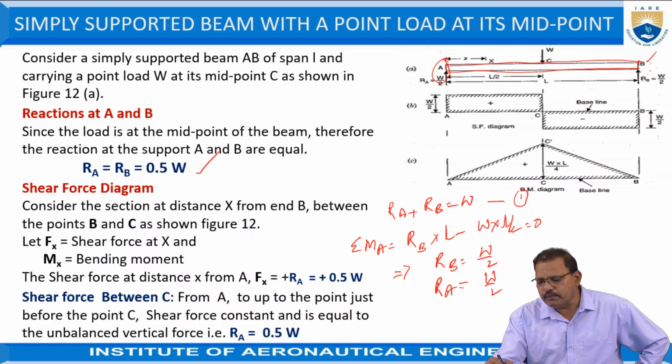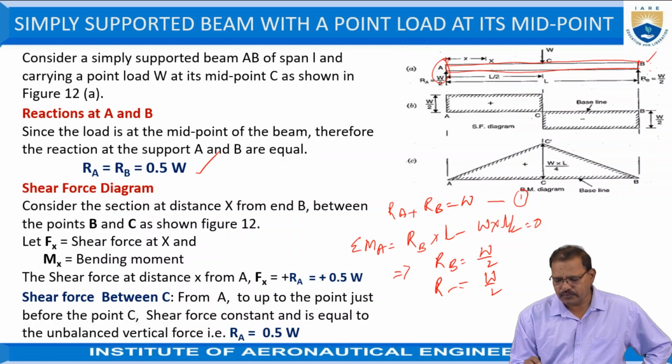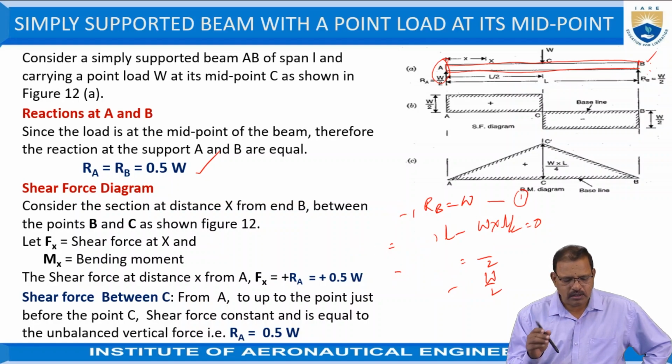Hence, here RB is equal to, we can take it as minus W by 2. At C, it is nothing but plus W. And at A, again, we can take it as plus W by 2 now. Now, from these relations, we got the shear forces. Here now, the shear force at A, that is Fx, is equal to RA, that is 0.5 W.